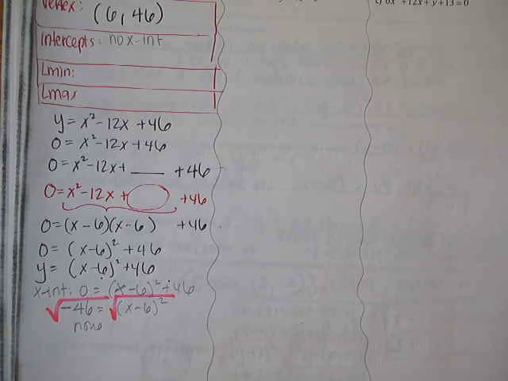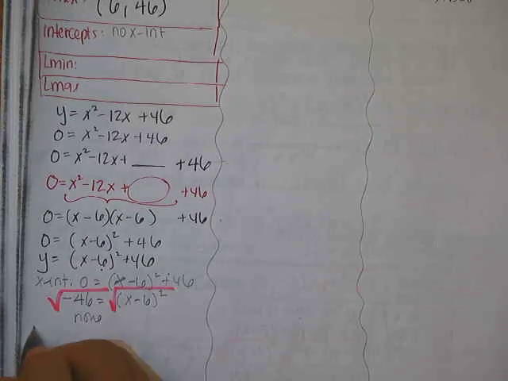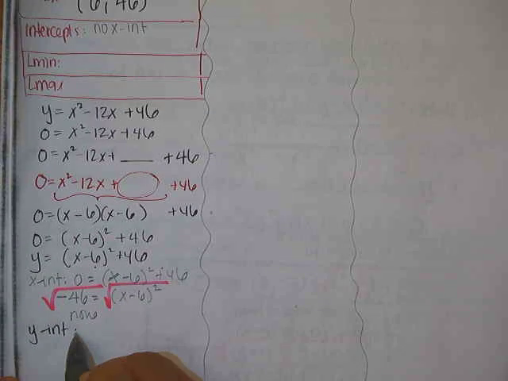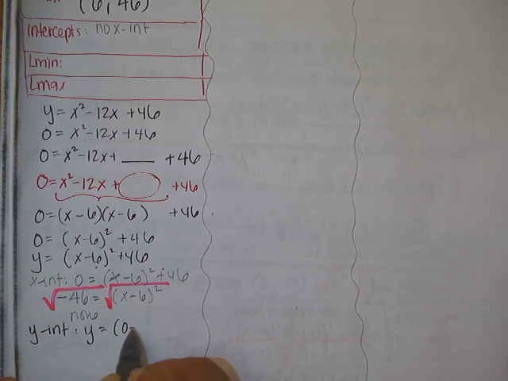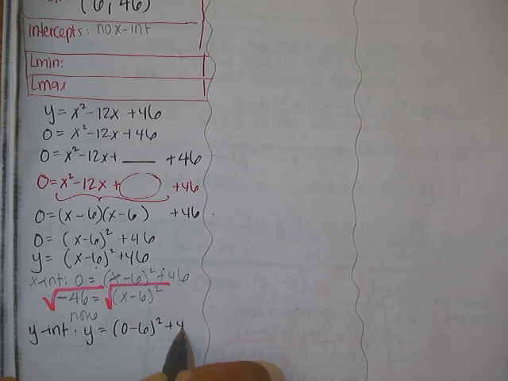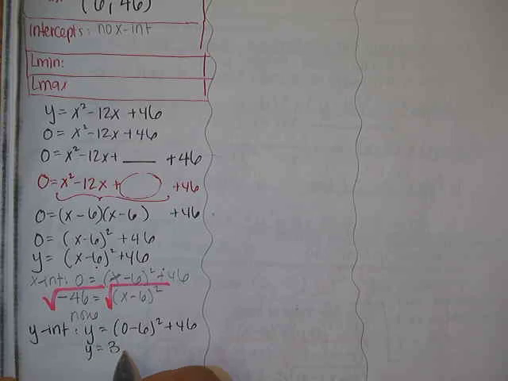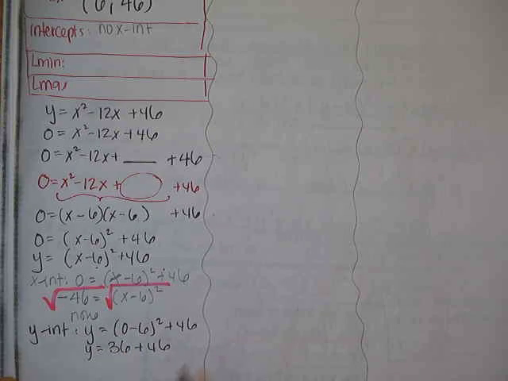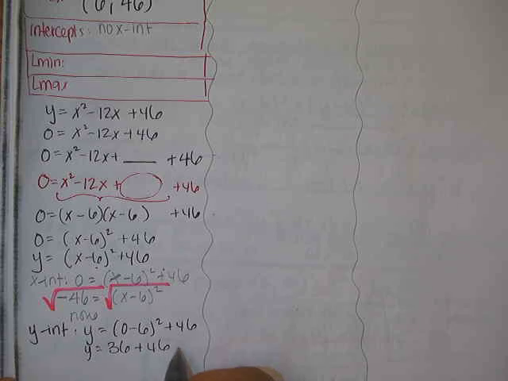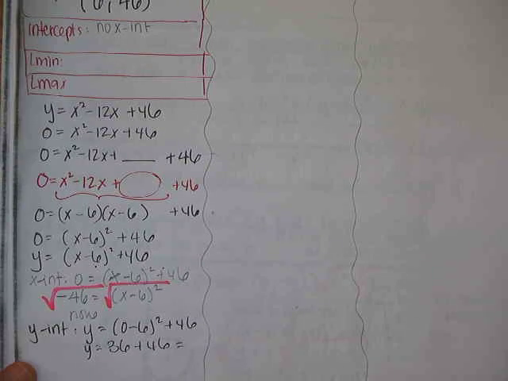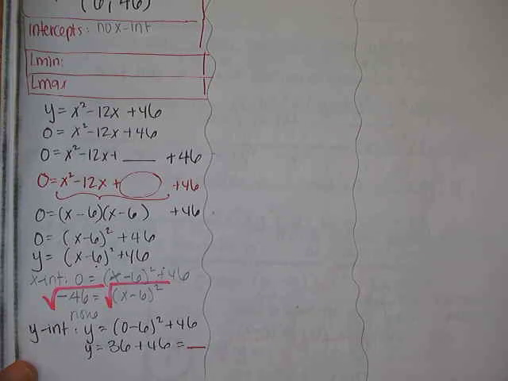Okay. Now to find y-int, we are going to set x equals to 0. So here we go. y equals 0 minus 6 squared plus 46. So 0 minus 6 is negative 6. Negative 6 squared is going to give me a positive 36 plus 46. So this is going to give me, go ahead and write down your answer. Go ahead and write your answer right here.